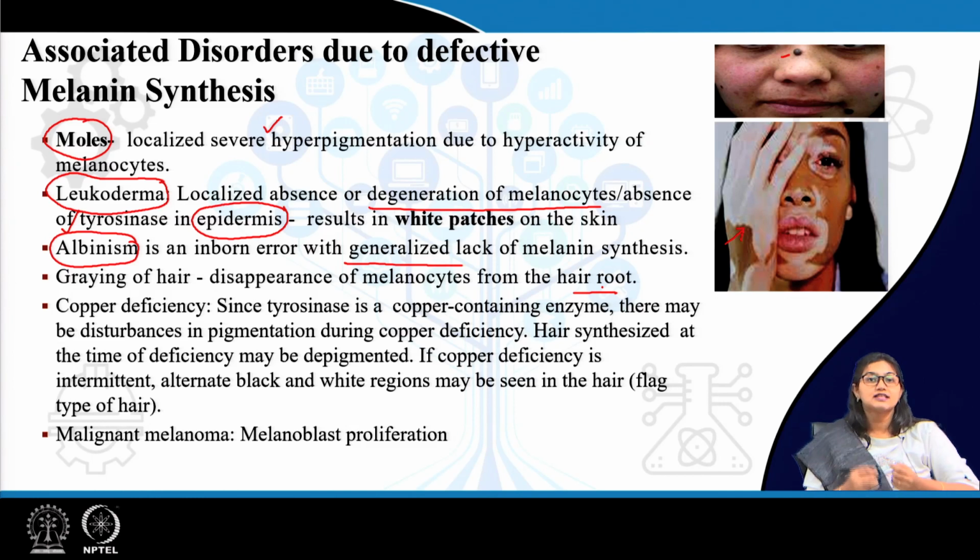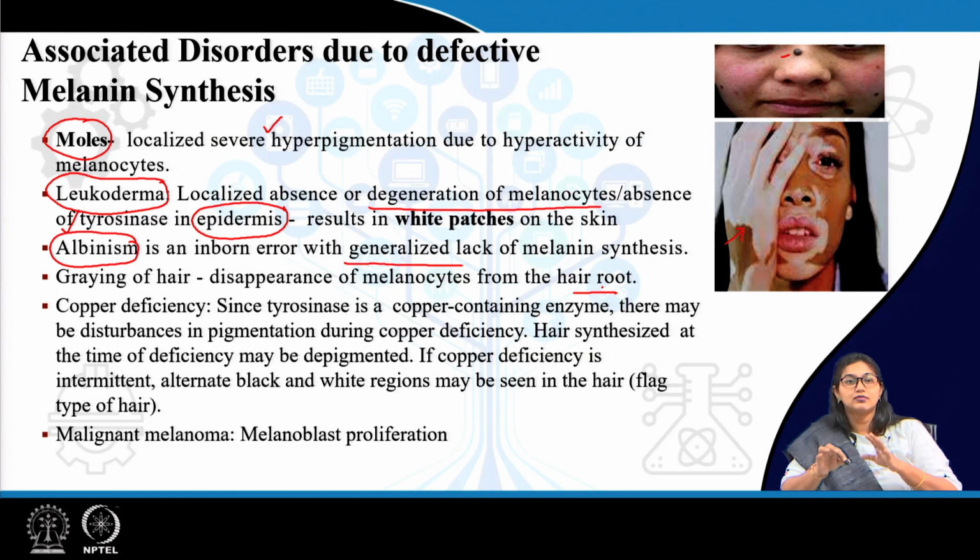Also, as we have already discussed, the enzyme tyrosinase is a copper containing enzyme. Copper deficiency is manifested as defective synthesis of melanin. Now, this is a very interesting thing. When there is copper deficiency, the hair which is synthesized is gray hair. But in presence of copper, tyrosinase acts properly, there is adequate melanin synthesis.